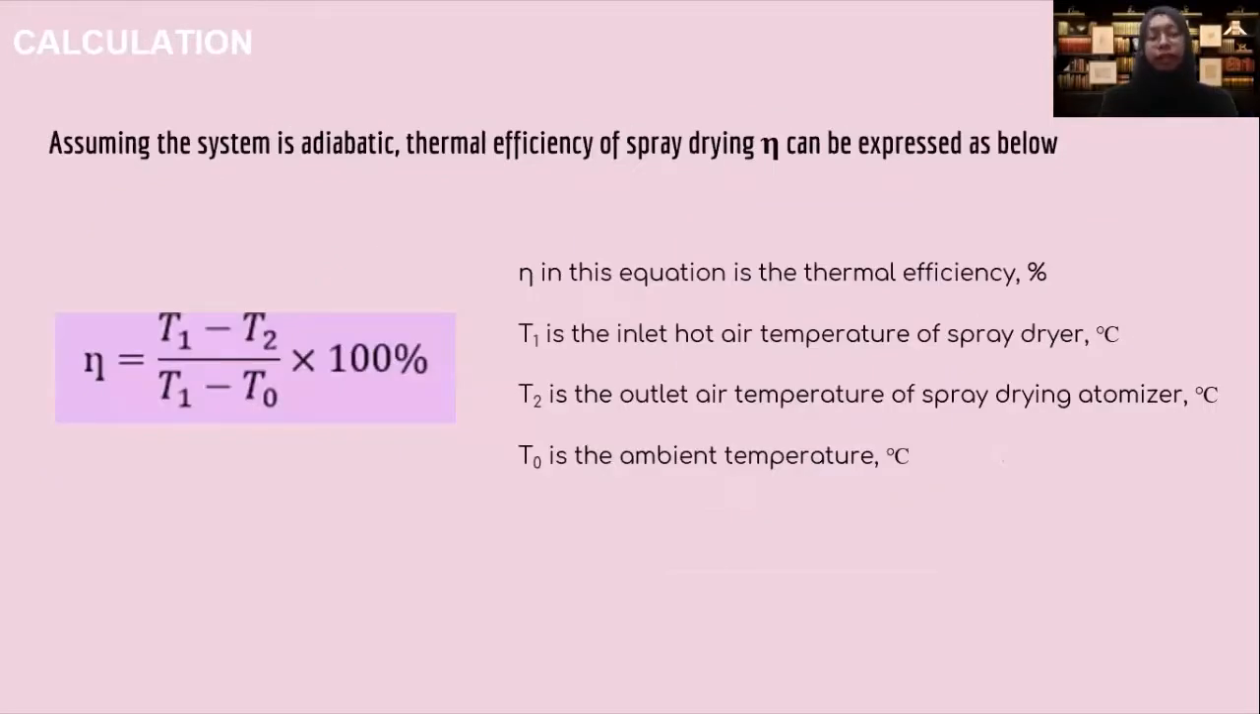So for the calculation, we are going to calculate the thermal efficiency of spray drying, for which we use this formula: η is equal to inlet hot air temperature minus outlet air temperature, over inlet hot air temperature minus ambient temperature, times 100%.